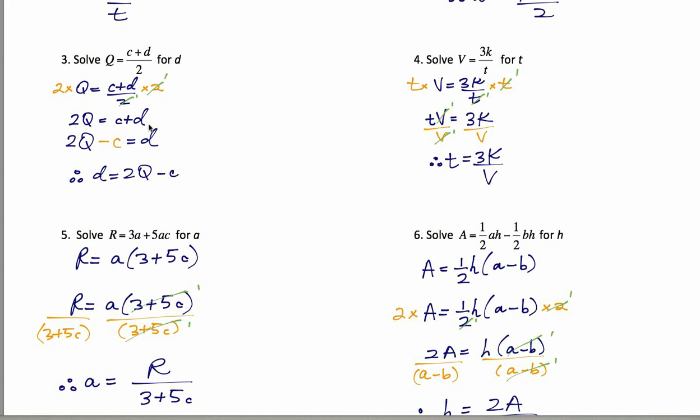And now that that 2 is no longer a problem, now we can say, all right, I'm isolating d. And the only thing happening to d here is that it's having c added onto it.